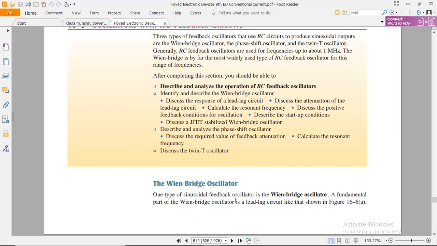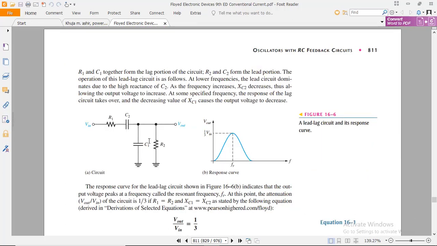One type of sinusoidal feedback oscillator is the Wien bridge oscillator. A fundamental part of the Wien bridge oscillator is the lead lag circuit, like that shown in the below mentioned figure, particularly the set of RC configured in series and parallel.